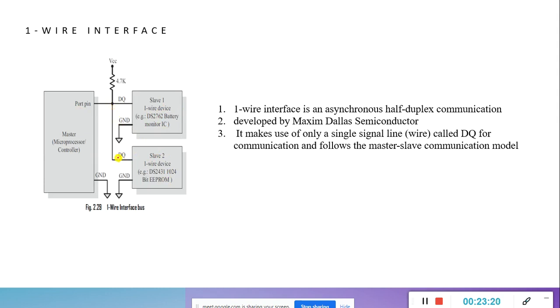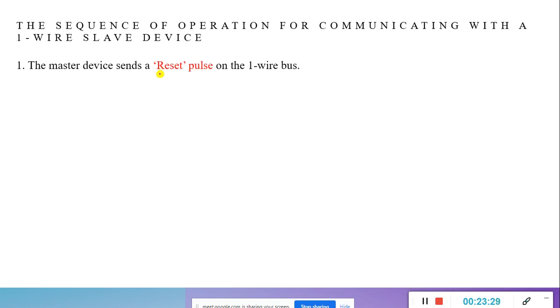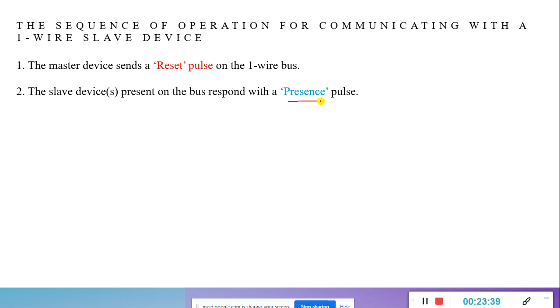What is the job of DQ? DQ is a single wire through which the data is getting transferred from master to slave. Initially it sends the reset signal on the one wire bus, and the slave device responds, which is nothing but giving an acknowledgement with a presence pulse. These are the names that we have kept, that's it.